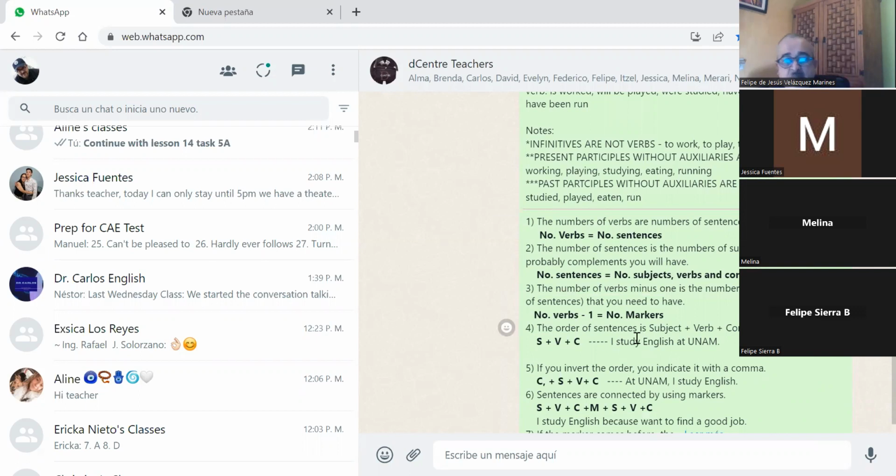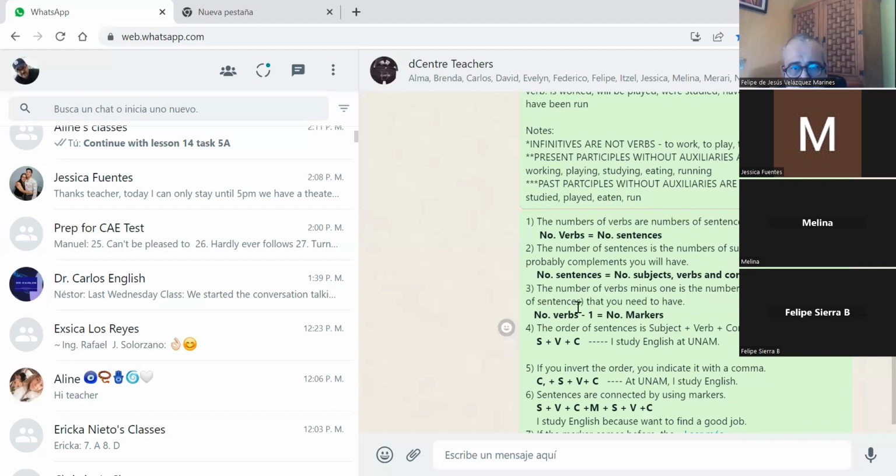Identify the verbs. And then, what kind of structures can we have in TOEFL? Subject, verb, complement is a complete sentence, to identify the structure of a sentence. But the first thing we have to know is that the number of verbs is the number of sentences. For example, if I say I study English at UNAM, study is one verb, so I have one subject, verb, complement. The complement is not obligatory. But if you have one verb, you have one subject, one verb, one complement.